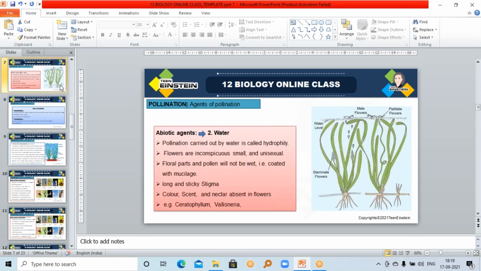Next is pollination carried out by water. Pollination through water. That is the next abiotic agent, water.